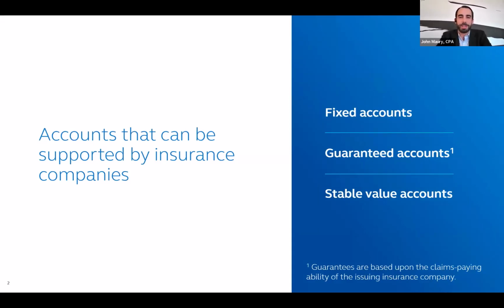So let's say the insurance company is making 5% on those assets and then paying 3% to the participants. Well, the spread on that would be 2% for the insurance company. So that's what they all have in common. I should also note, stable value accounts should not be confused with stable value funds. They are different.